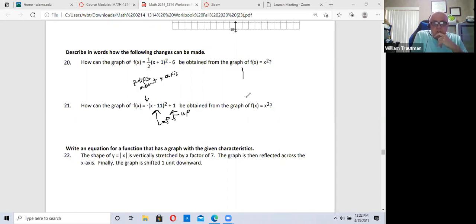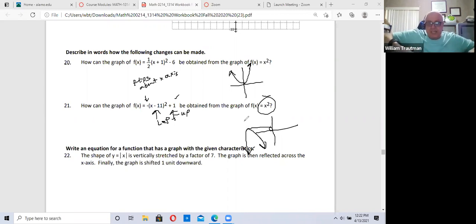So I want to show you the original x squared. There it is. But if I take that x squared and I move it up 1 and left 11, and then flip it, there's my graph. I went up 1, over 11, and then flipped it on the x-axis. And this graph is this one. This is where it started, the x squared graph.